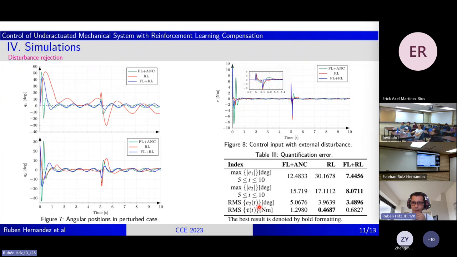According to the table, the controller based on reinforcement learning compensation demonstrates greater robustness in comparison with the reinforcement learning agent and the adaptive neural network compensation controllers. Furthermore, the reinforcement learning compensation controller exhibits reduced energy consumption in the presence of external disturbances, as indicated by the root mean square performance index.